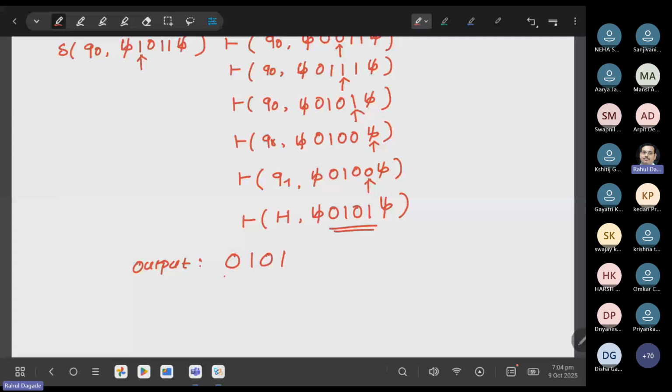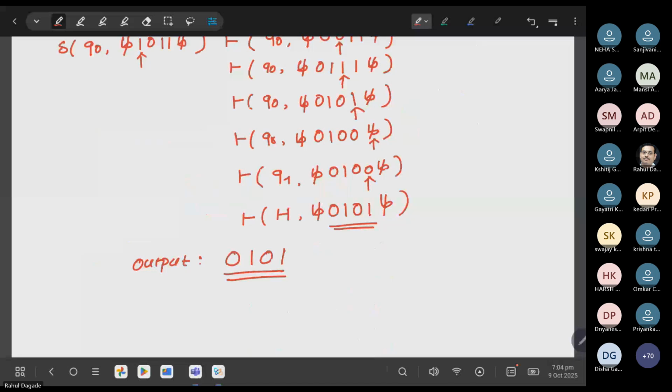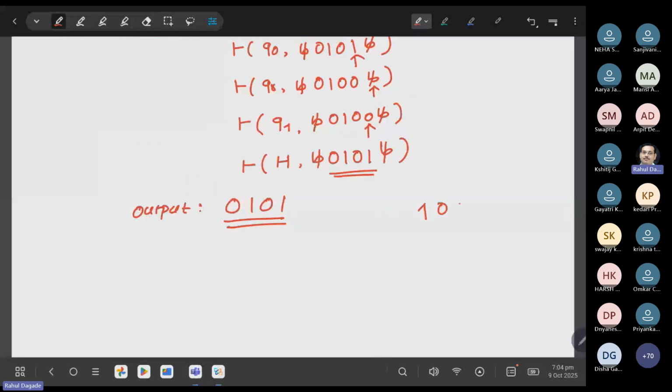Okay, is it the 2's complement of 1011? Let us see. 1011, its 1's complement is 0, 1, 0, 0. Add 1 to it. So it is 1 0 1 0. So that is our output. So it is matching, so our output is correct. That means this Turing machine is properly working.